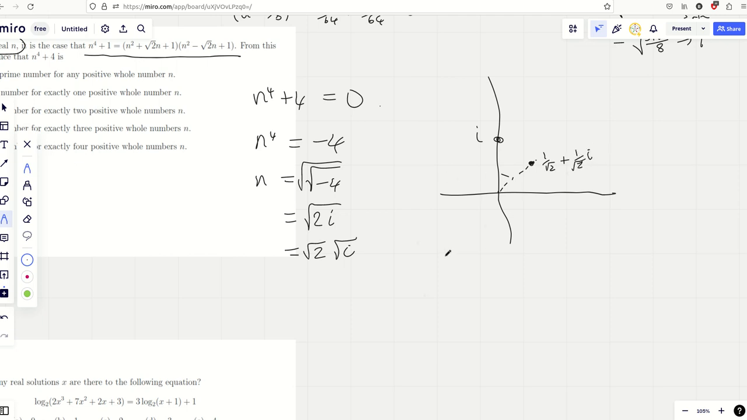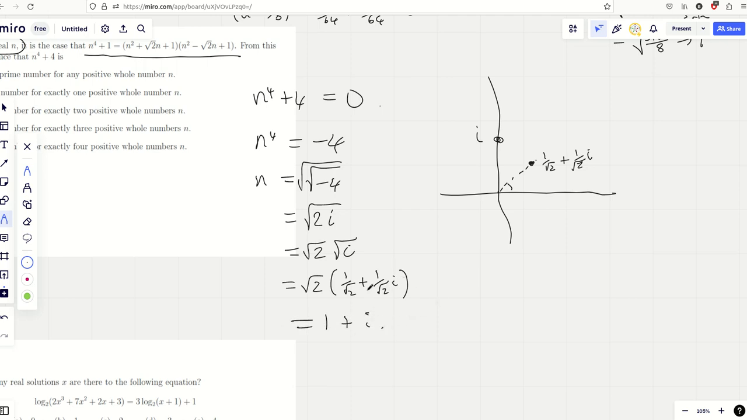I hope you can see my sort of clever way of square rooting i there. It's kind of like in quite a casual way I'm doing it, yeah? Okay, so I then got root 2 times 1 over root 2 plus 1 over root 2 i. Yeah, and that gave me 1 plus i.